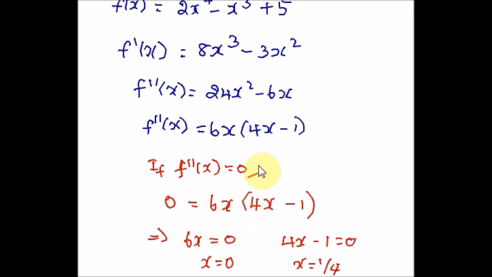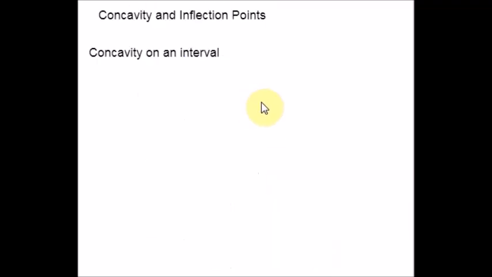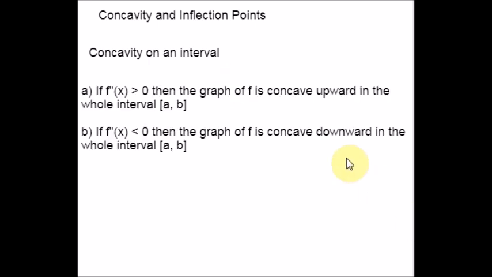Hope you're clear with this concept now. Okay, now let us move on to the next topic, concavity on an interval. Here we are going to talk about a differentiable function on a closed interval a comma b. Let f be a differentiable function on an interval a comma b. For any x in that interval, if the second derivative is greater than 0, then the graph of f is concave upwards in the whole interval a comma b. If the second derivative is less than 0, then the graph of f is concave downward in the whole interval a comma b. Hope you are clear with this definition.